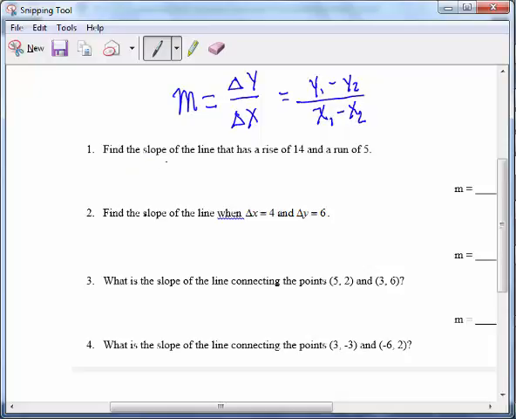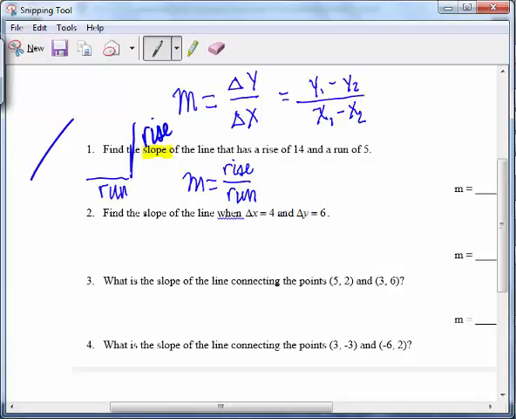The first one we have to do is to just find the slope. And so the slope will be the rise over the run. How far over you go, here's the run. How far up you go is the rise. And this is a positive slope, this is a negative slope.